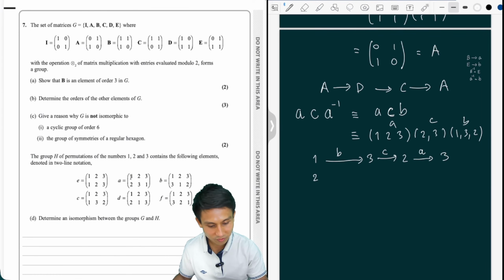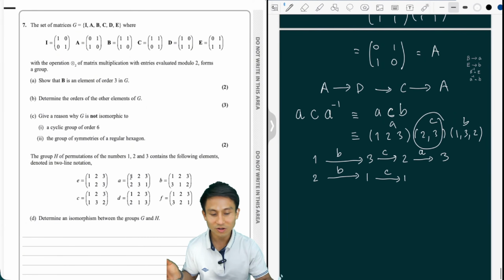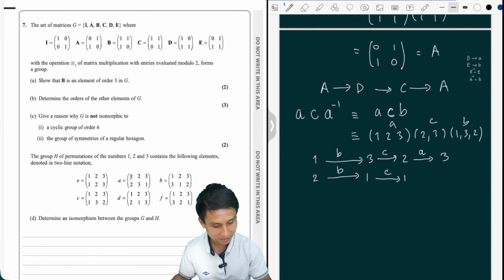You try number 2. We're going to try all numbers, unfortunately. You apply B, you're going to go to 1. You apply C, you're going to go to 1, because 1 is not in the C here. That means you're going to get the same number when you apply that permutation. And you apply A, you're going to go to 2. So from 1 to 2 there.